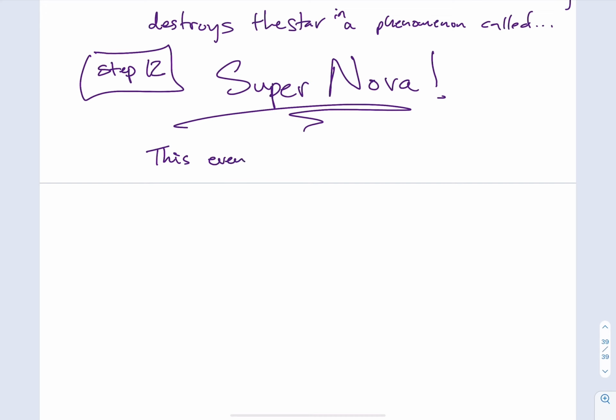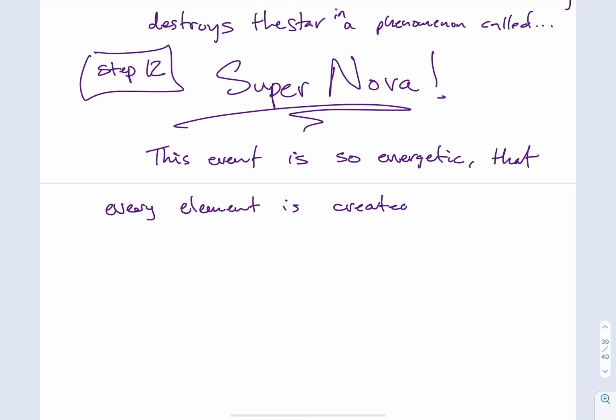This event is so energetic that every element is created during the explosion. Every element is produced through random fusions during this explosion.